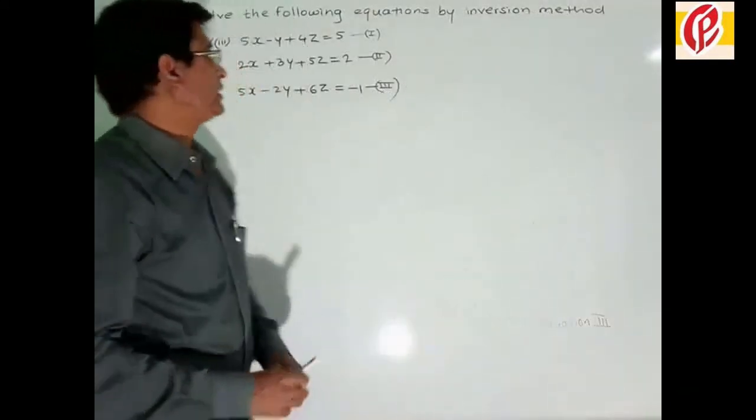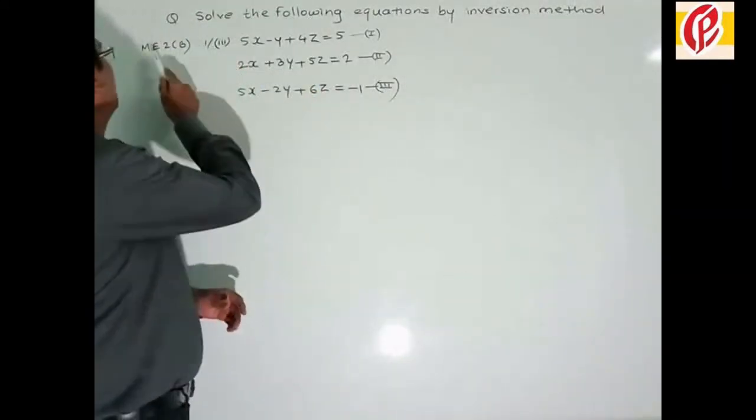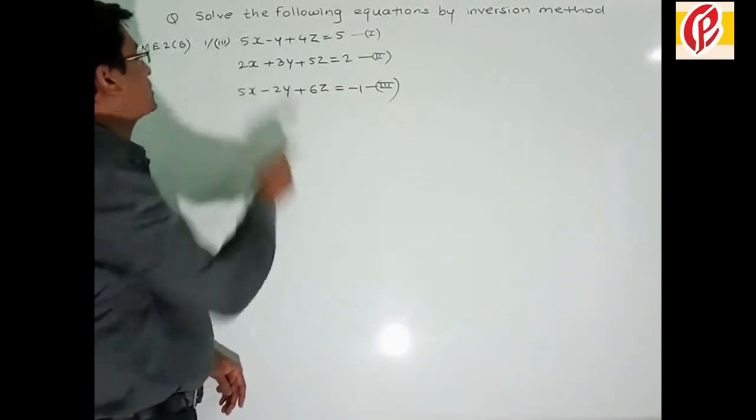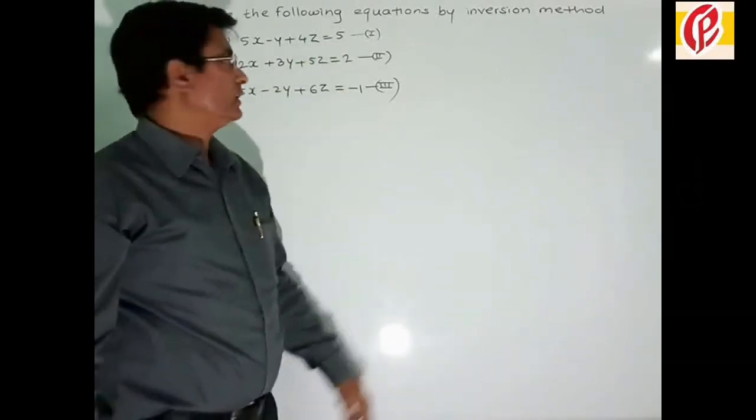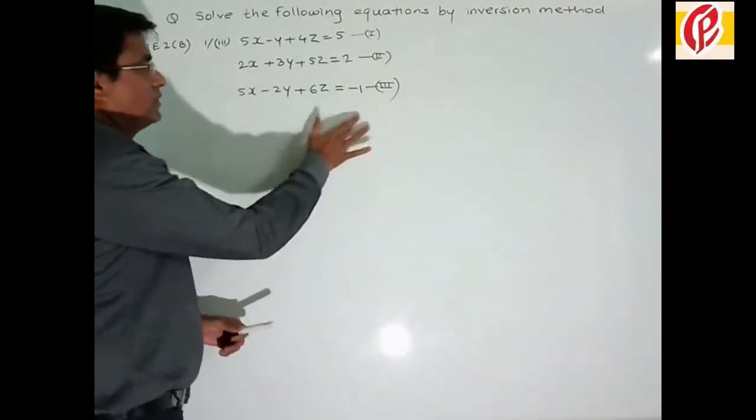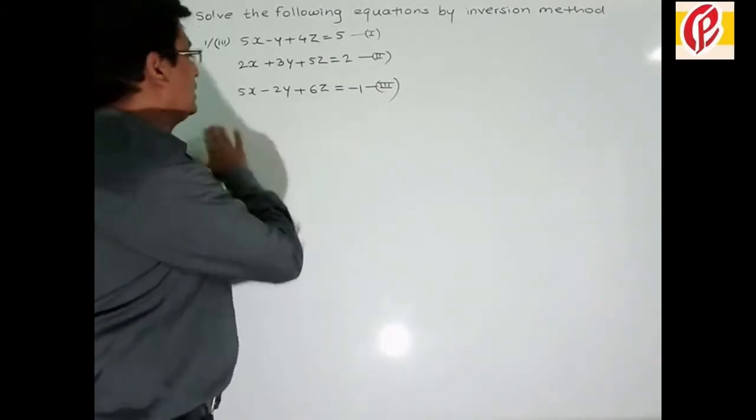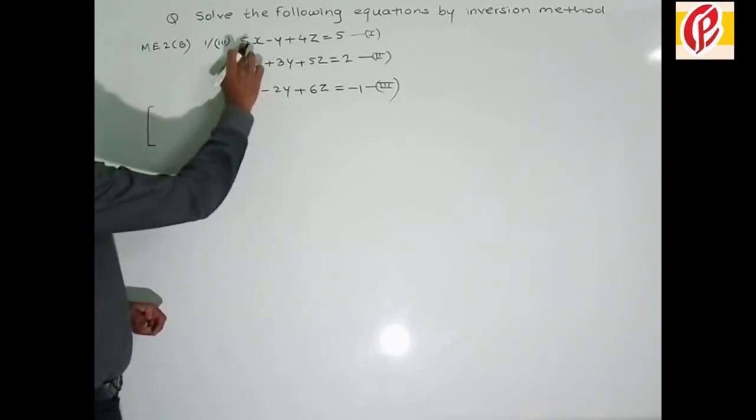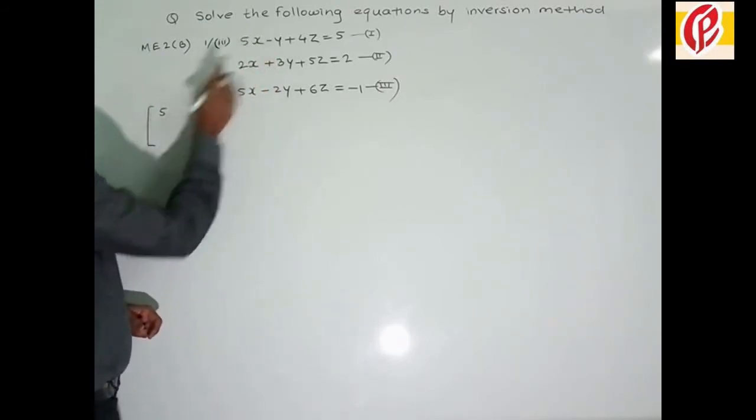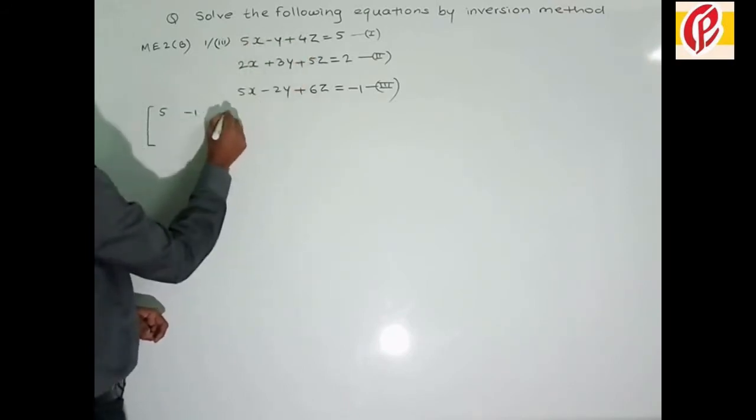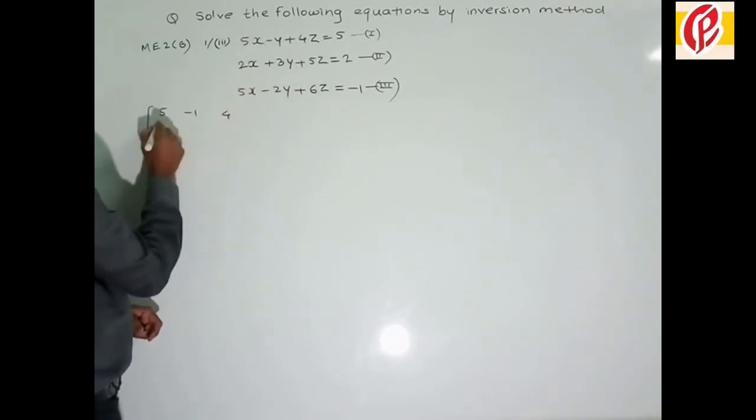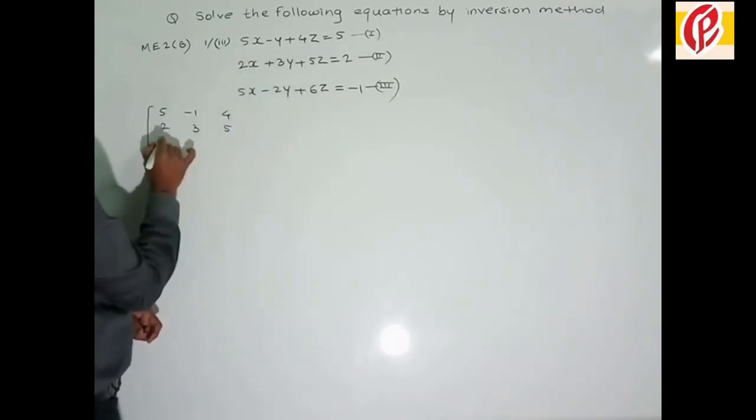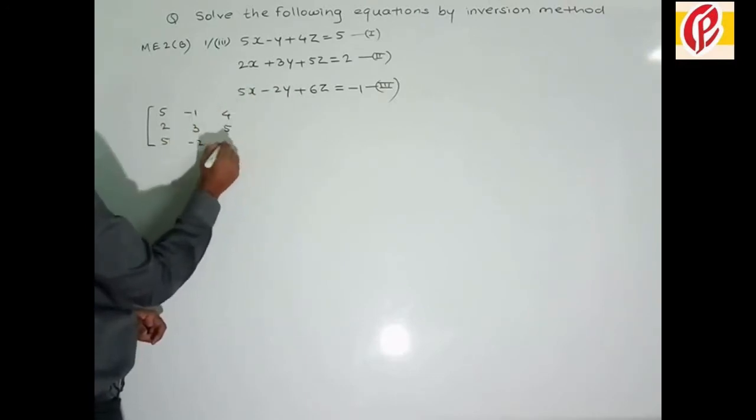Now I will take the three equations. For that I will take a question from miscellaneous exercise 2b, question number 1, third sum, and these are the three linear equations. So what is the first step? First step is to convert these equations into matrix form. So first matrix is the coefficient matrix. So coefficients are here 5, minus 1, 4. Then second row 2, 3, 5, and third row 5, minus 2 and 6.